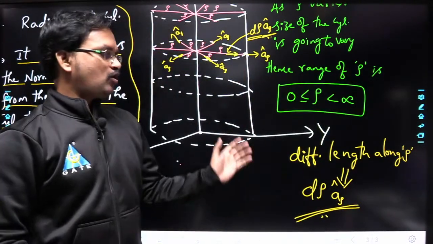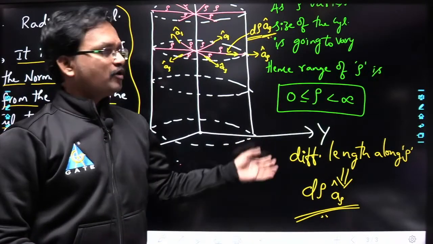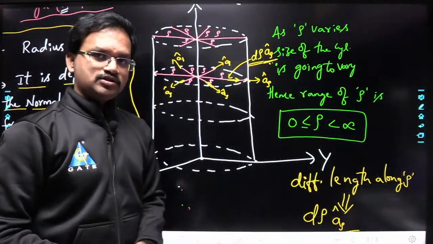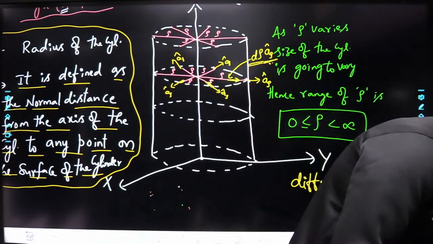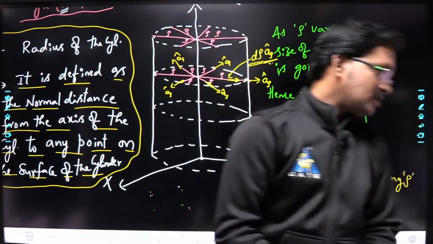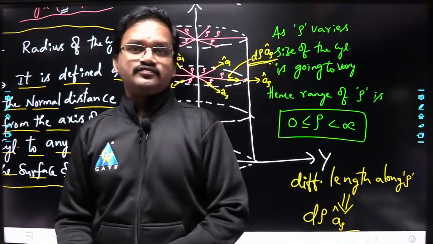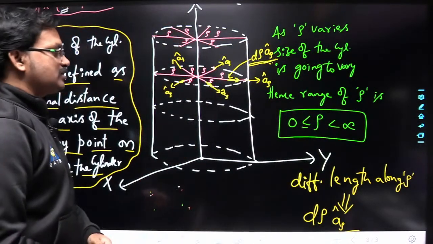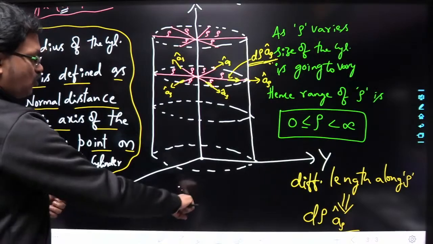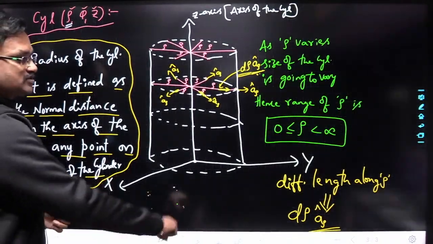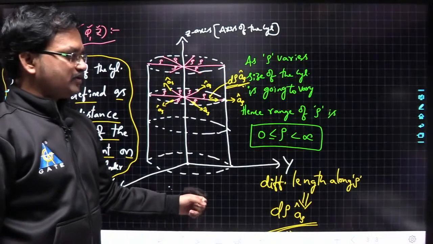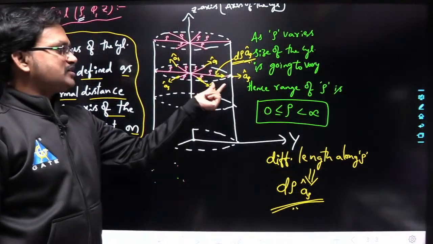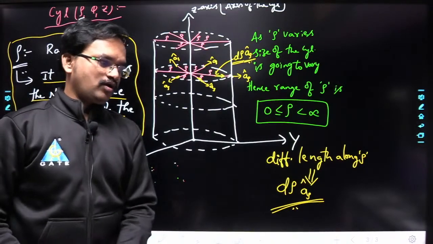Okay, so this is the whole story about rho. Understood? Rho is the normal distance from the axis of the cylinder to any point on the surface of the cylinder. As rho varies, the size of the cylinder is going to vary, and hence the range of rho is from 0 to infinity. The small differential length along rho is nothing but d rho a rho cap.